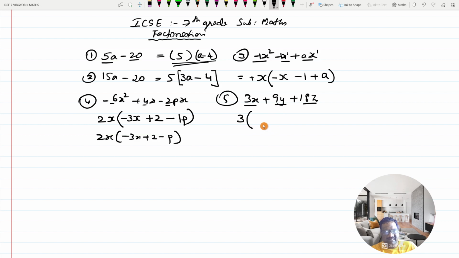Then put a bracket. Out of this 3x, 3 is out. So you will be left with x over here. Out of this 9y, 3 is out. So 3 into how much is 9? 3 into 3 is 9.